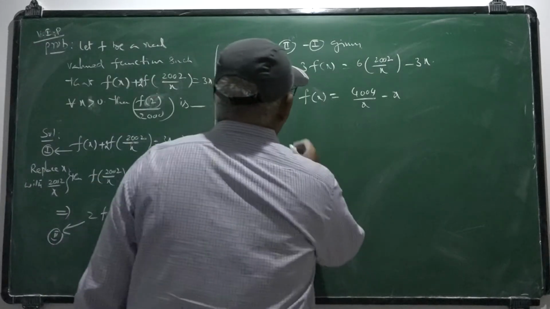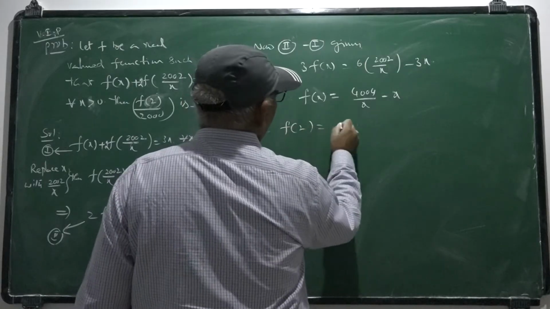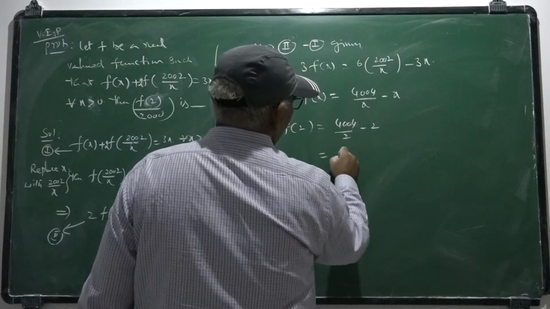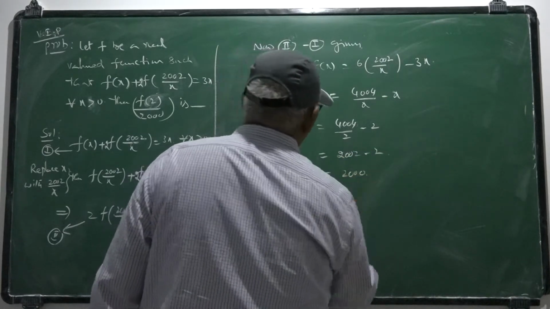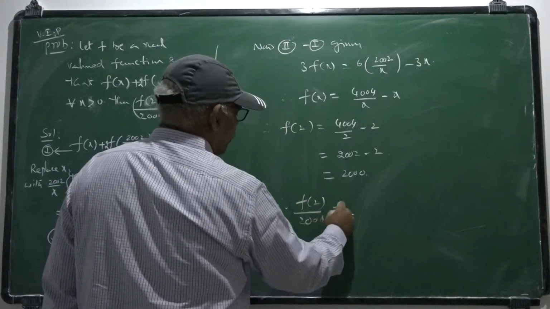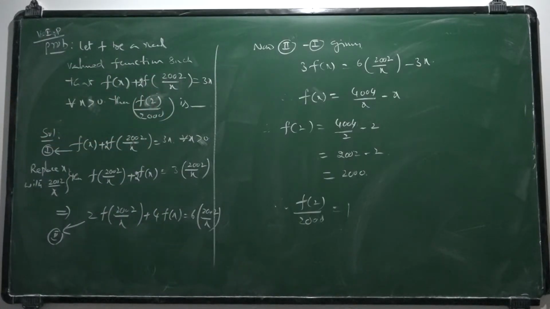Now f(2). Therefore f(2) equals 4004/2 minus 2, which is 2002 minus 2, 2000 itself. Therefore f(2)/2000 takes the value 1 itself. The required value is 1.